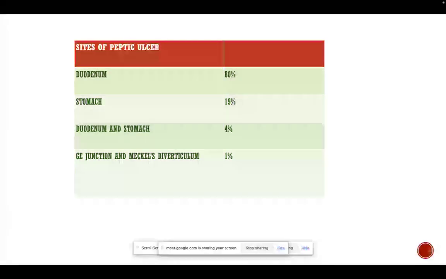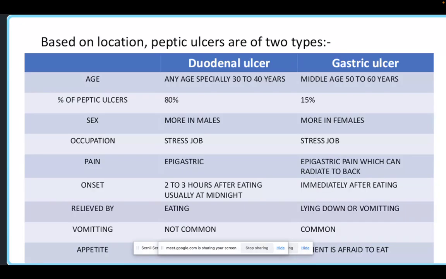In the duodenum, the chance of peptic ulcers is 80%. In the stomach, there are chances of 19%. In duodenum and stomach, there are chances of 4%. And in mucus diverticulum, 1%. Duodenal ulcer occurs at any age, but especially between 30 to 40 years. Gastric ulcers occur in middle age, between 50 to 60 years. 80% of peptic ulcers are duodenal ulcers, and 15% of peptic ulcers are gastric ulcers.